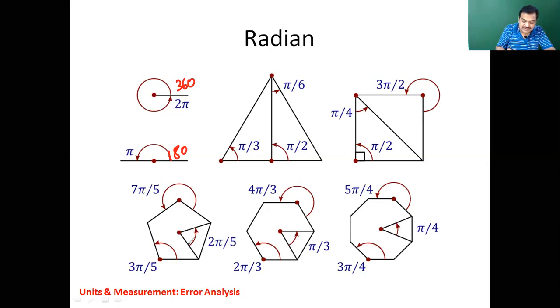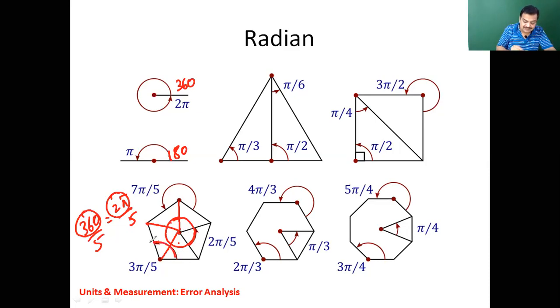Can you tell me why this is 2 pi by 5? It is like this. It makes 5 equal angles, 1, 2, 3, 4, 5. So 360 upon 5. So what is this angle? 360 upon 5, and 360 is equal to 2 pi. Now what is this angle? 2 pi upon 5, because 360 is equal to 2 pi, and this whole angle is divided into 5 equal parts. So 2 pi by 5. This is how you calculate the angle.